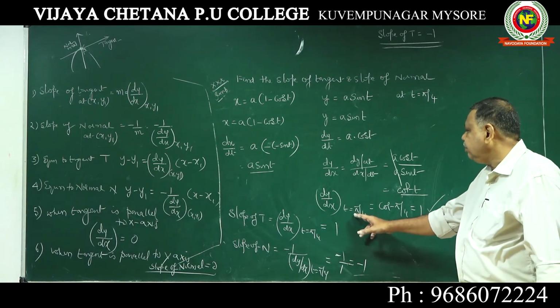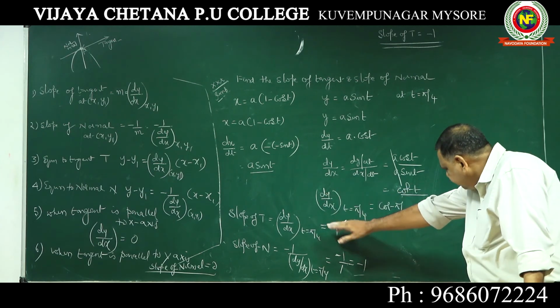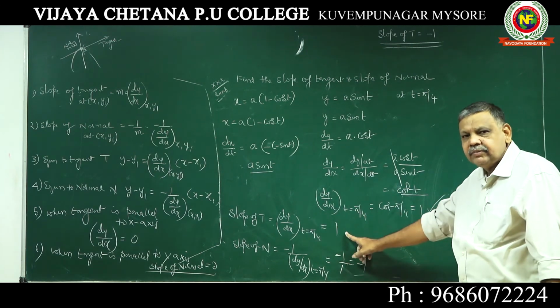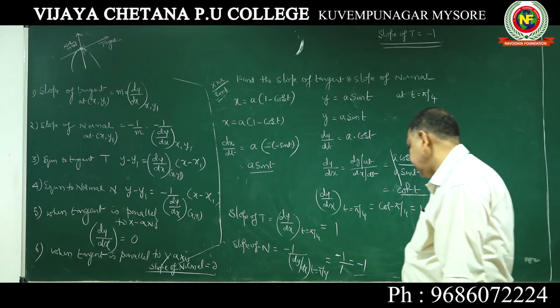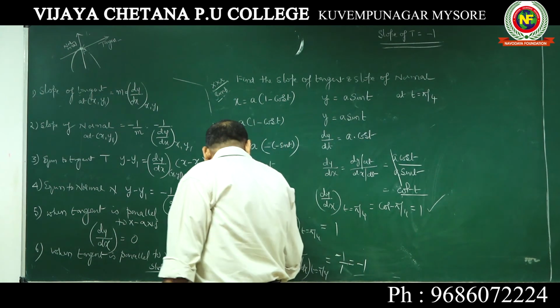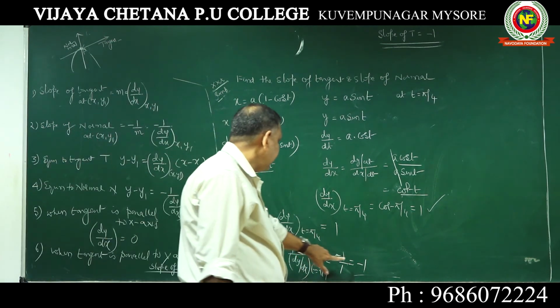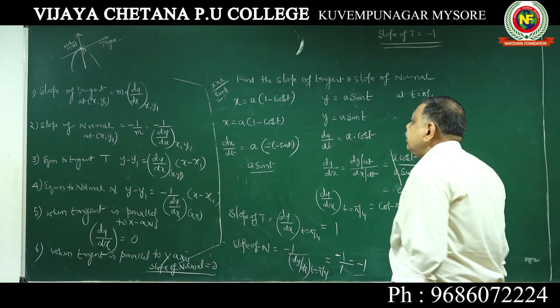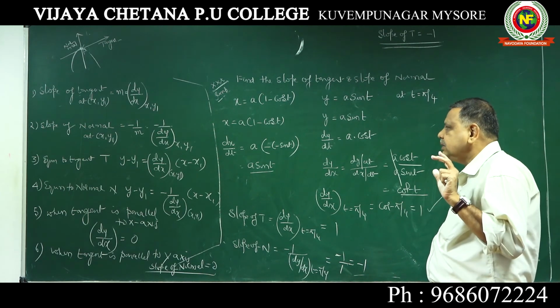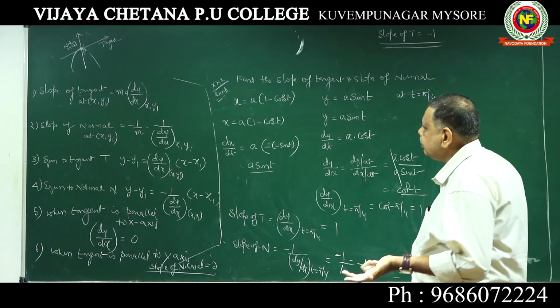dy by dx at t, or slope of tangent, you can do directly, and it is 1. And slope of normal is minus 1 by dy by dx at t is equal to 5 by 4, that is minus 1 by 1, and this is the answer. So these are all 2 marks, sometimes 3 marks, 1 mark questions that we have done.